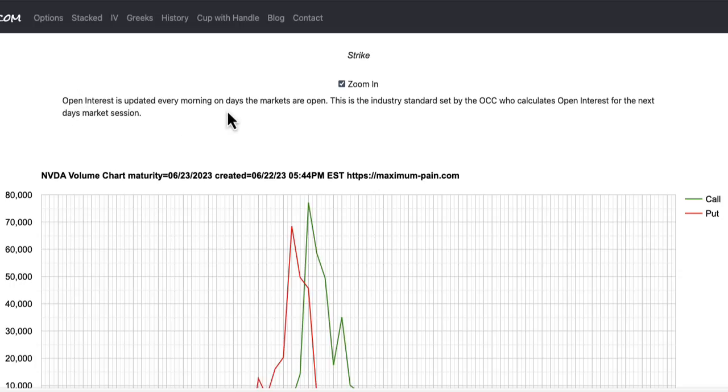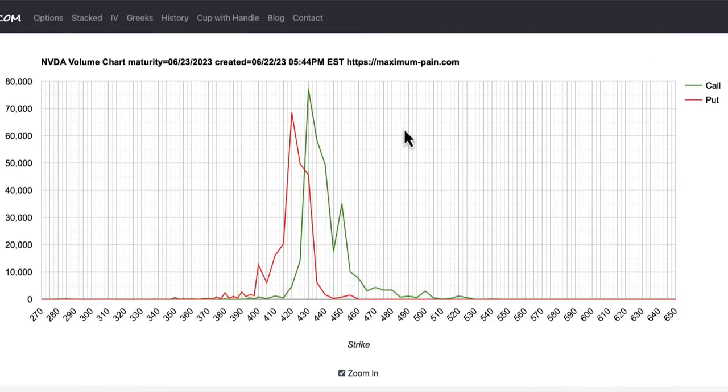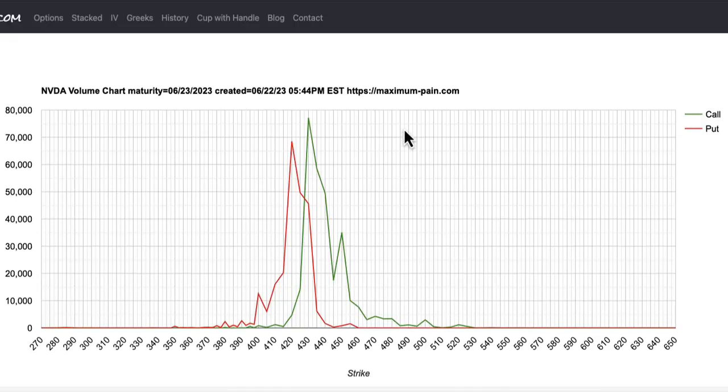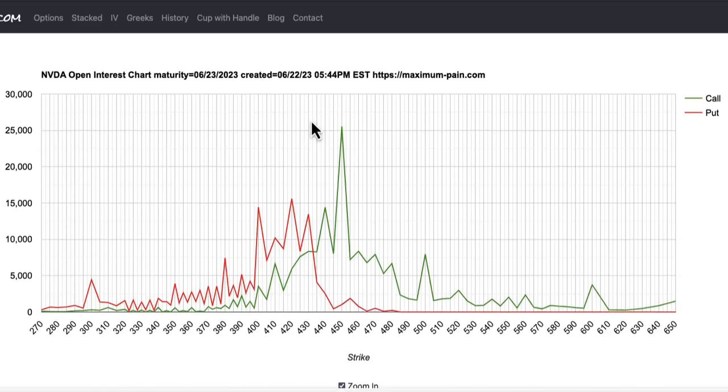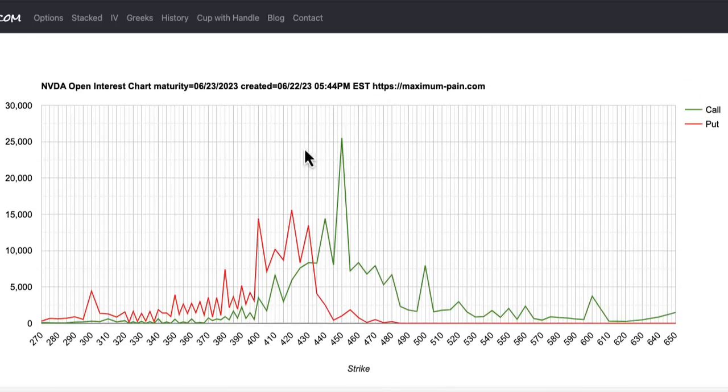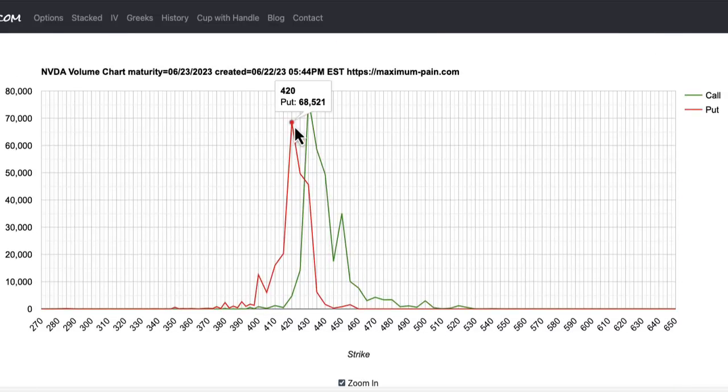Open interest is updated every morning on days the market is open. So that has to be updated, right? So this shows you where the volume was today. If you look at where the volume was today, you see the 420 puts, okay? And then you can see the 430 calls. So that would mean that if that's where the volume is, and that's where the open interest shows on this chart tomorrow, let's say that we skew this way, right? Then what they really want to do is they want those puts to expire. The option market makers are going to want those puts to expire, right? And they're going to want these calls to expire.